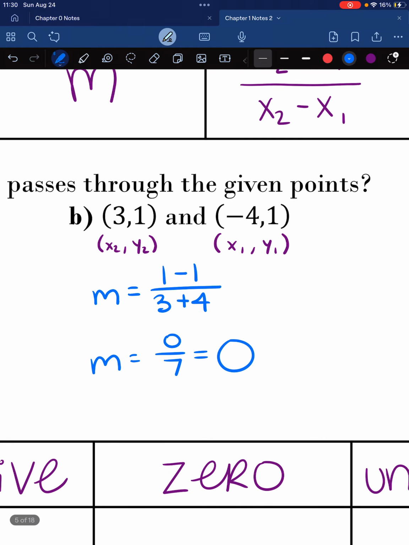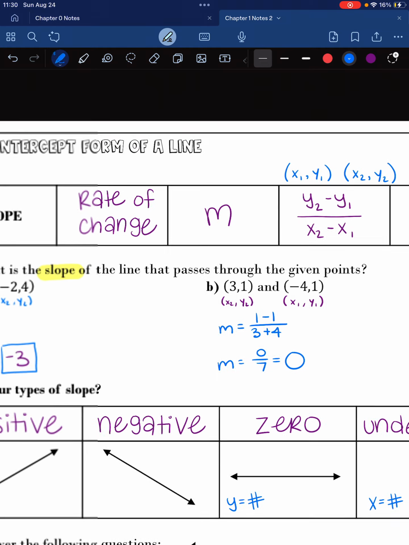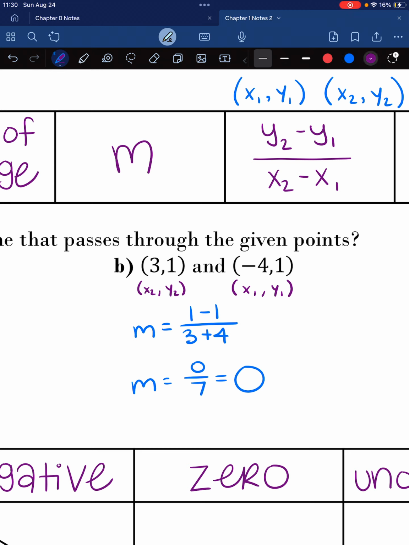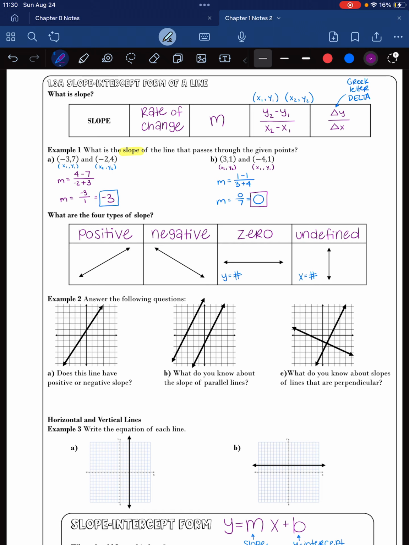Okay, so again, this means that my y's have a change of 0 as my x's are going up by 7. And it really doesn't even matter how much the x's are going up, because the y's are always going up by 0. Okay, so that leads us into, there are 4 different ways we can describe slope.